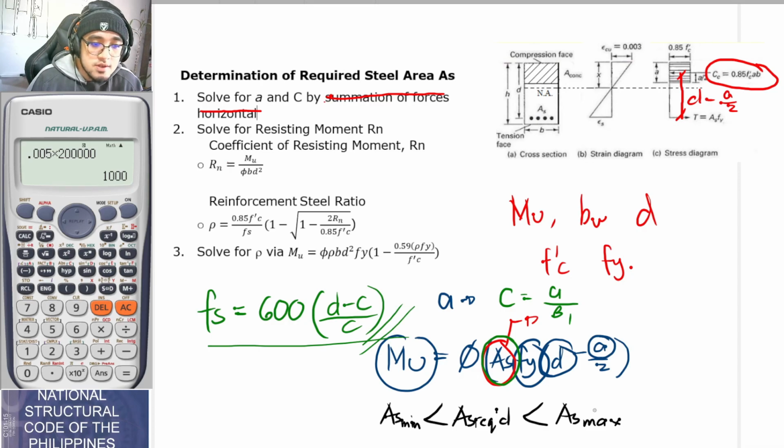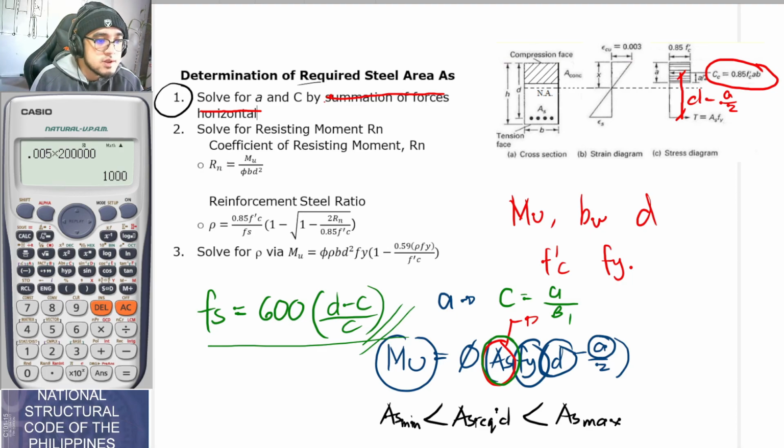And if it is greater than your AS maximum, hindi na pwede yon. Either you change your section, so lakihan mo yung section mo, or you can also use double reinforcement or doubly reinforced concrete. So hindi na siya SRB, DRB na siya. That will be discussed in the videos to follow. Anyway, yun lang naman yung idea natin for this.